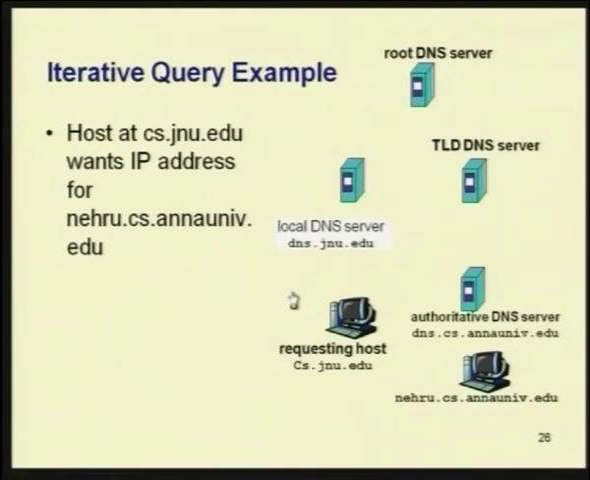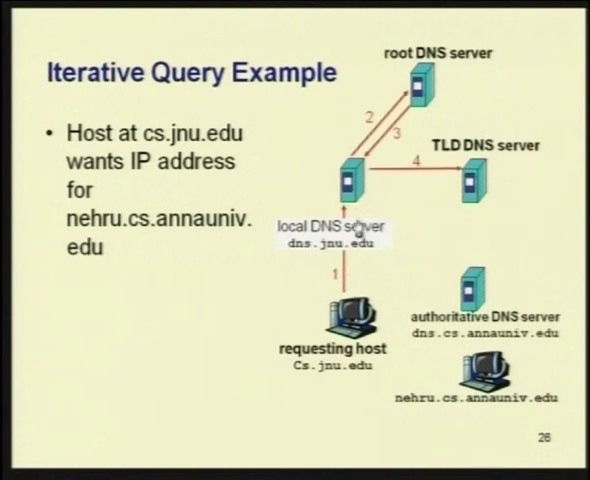Let us look at the sequence in which the requests are sent. First, the requesting host sends a DNS request to the local DNS server. The local DNS server does not have the reply, so it contacts the root DNS server. We start at the root. The root DNS server may not have the full information, but it knows how to contact the edu DNS server. So, it sends back information saying, I do not have the full information of nehru.cs.ninu.edu, but I can tell you how to contact the edu server.